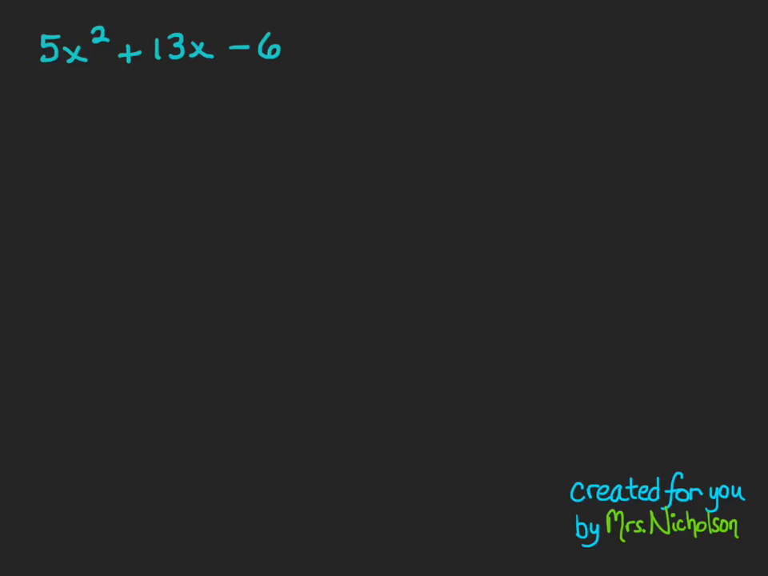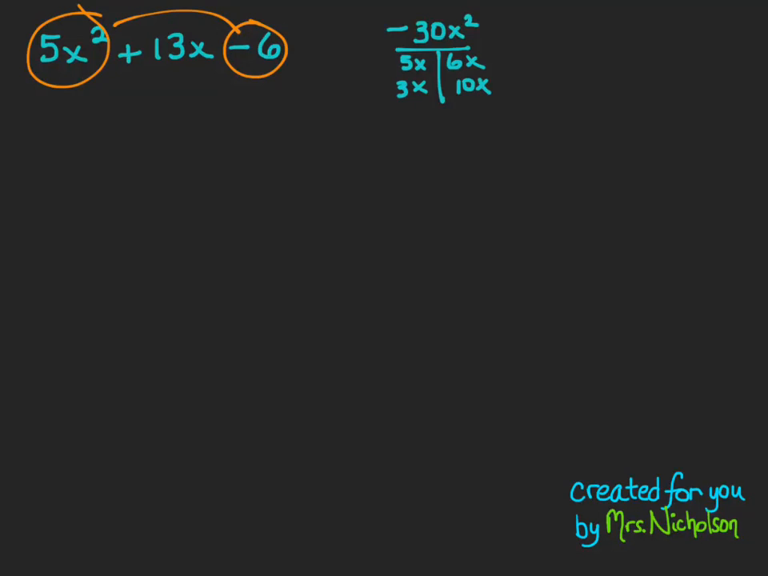In this example, I have 5x squared plus 13x minus 6. I'm going to start out the same way, multiplying the first term and the last term together, and I'm going to write it off over here to the side. Negative 30x squared, because 5x squared times negative 6 gives me negative 30x squared. Now I'm going to list my factors of 30. I could do 5x and 6x. It could be 3x and 10x. It could be 2x and 15x.